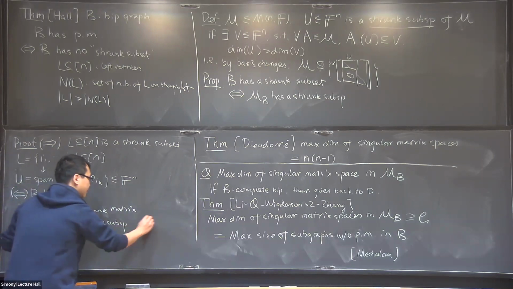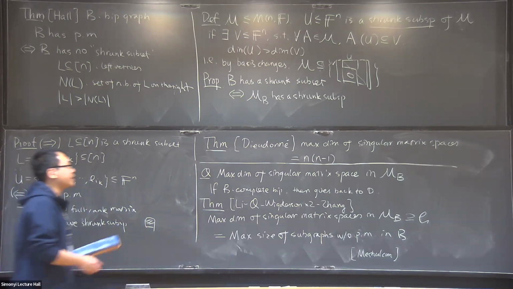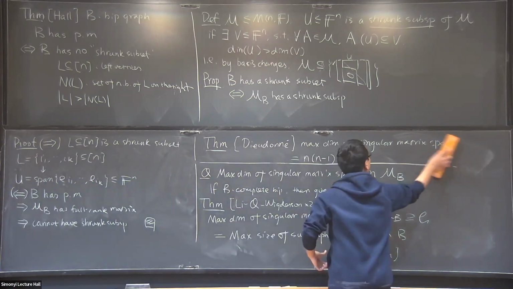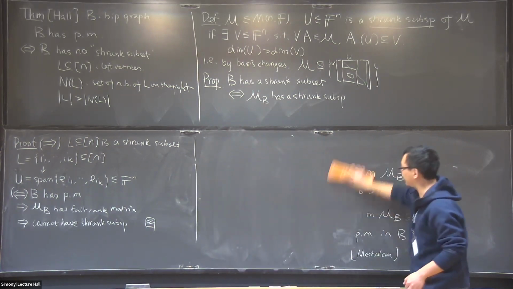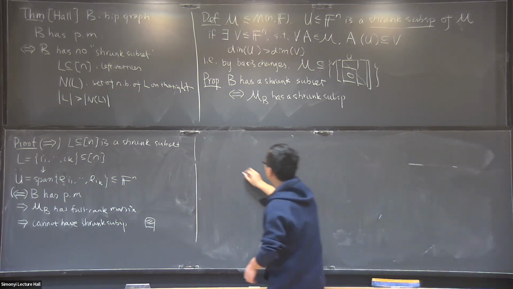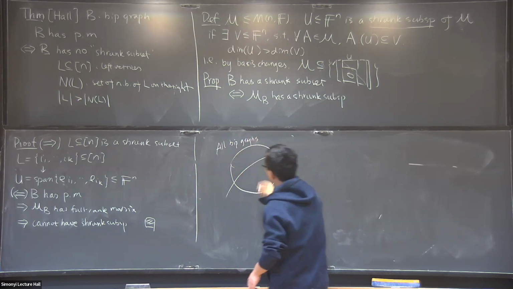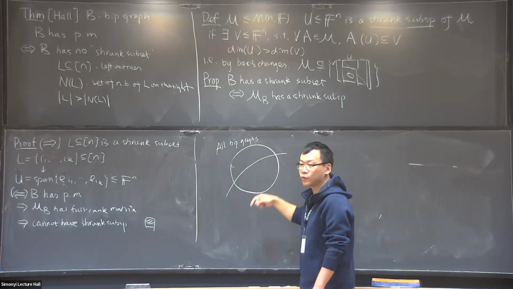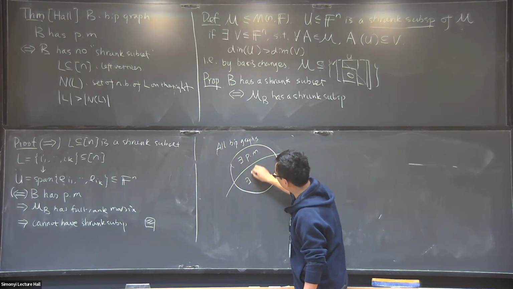Okay, so now we have another correspondence of the structure. So the question, of course, is: we have Hall's theorem in the graph setting. Would something like that hold in the matrix space setting? You can imagine that if you look at all bipartite graphs, Hall's theorem is saying that we can divide them into two classes. Either they have a perfect matching, or they have a strong subset.